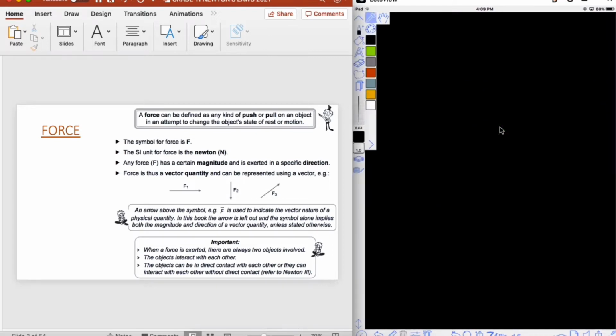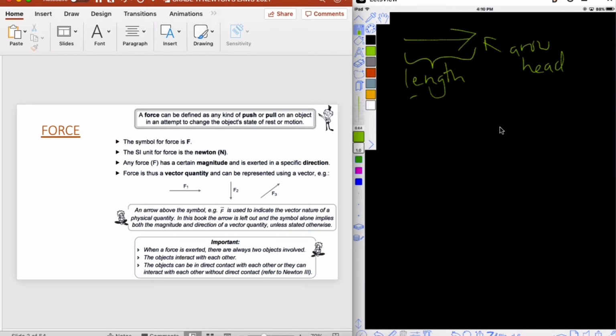Since forces have magnitude and direction and they are vector quantities, we can represent them using arrows. When we use arrows, the arrowhead represents the direction of the force, and the length of the arrow represents the size or the magnitude of the force. This is very important in trying to find the resultant forces using the graphical method.